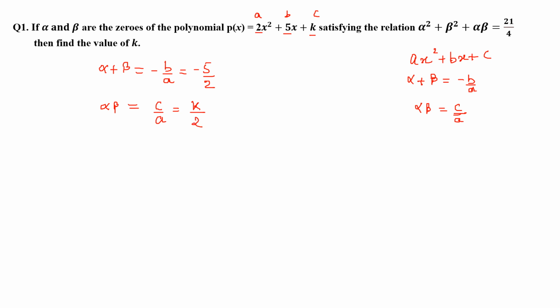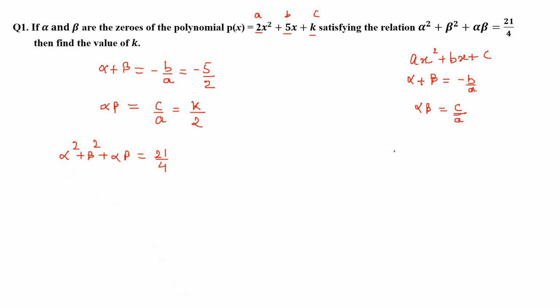Now I am going to put this value in the relation which is given in the question. Alpha square plus beta square plus alpha beta is equal to 21 by 4. Isn't it? Now you have to find the value for alpha square plus beta square. Here you know the value only for alpha plus beta. You don't know the value for alpha square plus beta square. So what I can do?